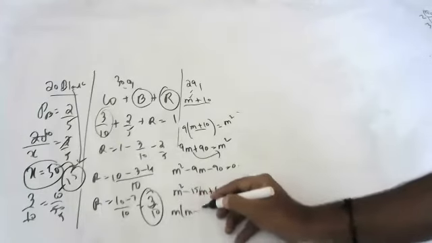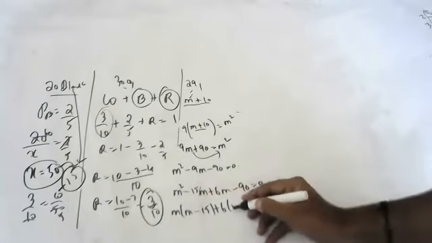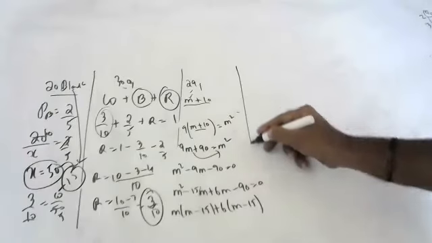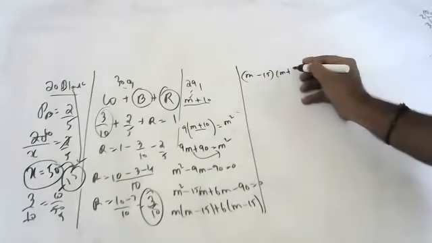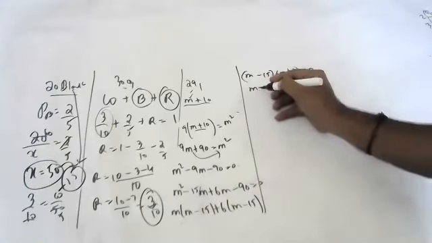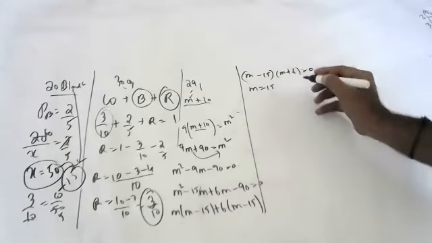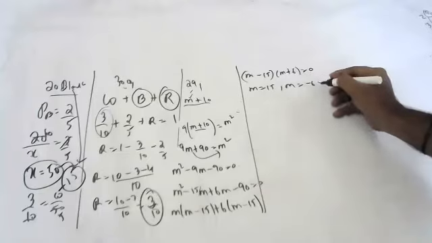M is equal to m minus 15 plus 6 into m minus 15, children. So m minus 15 into m plus 6 is equal to 0. M is equal to 15, or m is equal to minus 6. Minus 6 anyway is not possible.